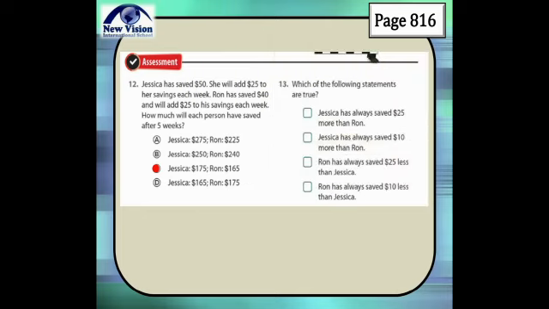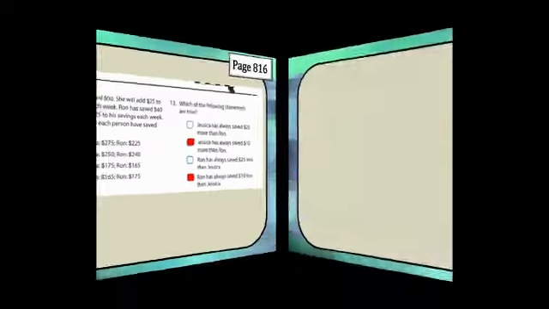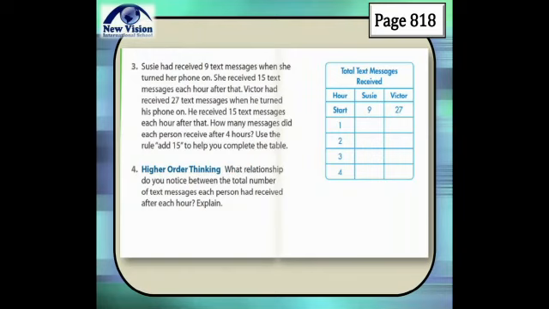Next, number 13. Which of the following statements are true? So we have two answers. Jessica has always saved $10 more than Ron, and Ron has always saved $10 less than Jessica. Okay, let's have our last page, 818.